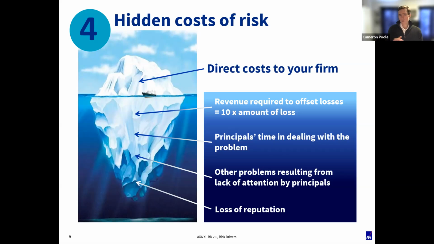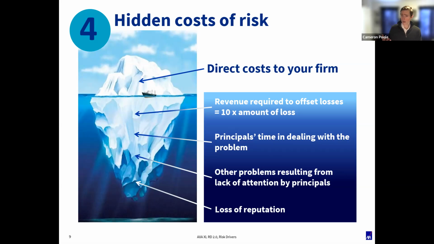Beneath the surface, though, there's additional costs. So what's the revenue required to offset the loss? So let's say you have a $5,000 deductible. If we're working on a 10% margin, let's say here for the sake of this, you now have to work on a $50,000 fee job, essentially for free, to make that back, right?